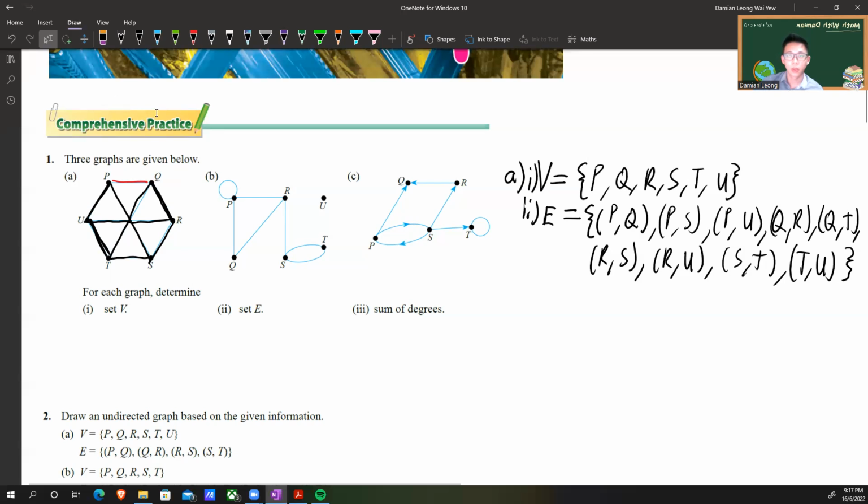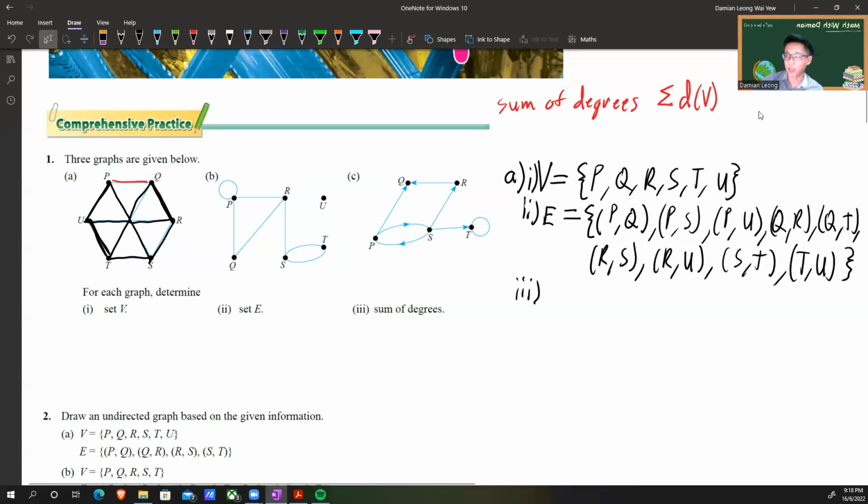So A2, I mean, the third one is sum of degrees. Now, sum of degrees is actually very simple. We can always use this formula. Sum of degrees. We can use the sum symbol also, and then the D.